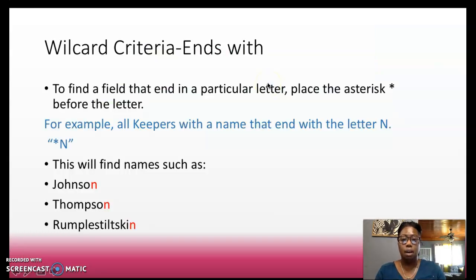Now let's look at the wildcard criteria that ends with. To find a field that ends in a particular letter, we place the asterisk before the letter that we know. So for example, if we want to find all of the keepers with a name that ends in the letter N, the asterisk will go before the N because it represents the letters that come in the name before N, which will be the last letter. So this query will pull names such as Johnson, Thompson, or Rumpelstiltskin.